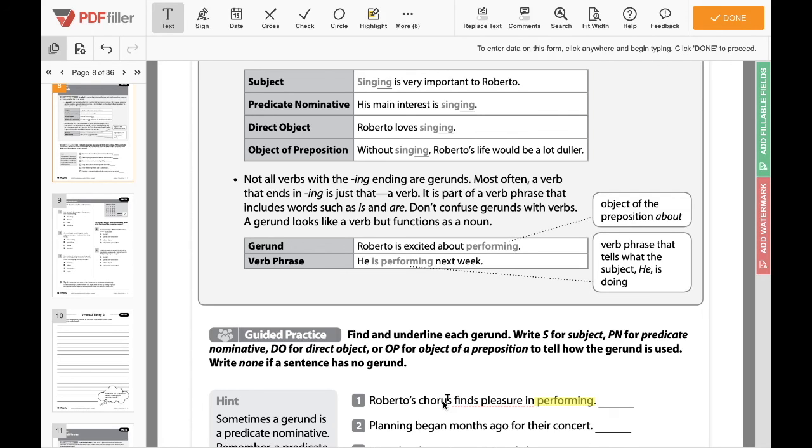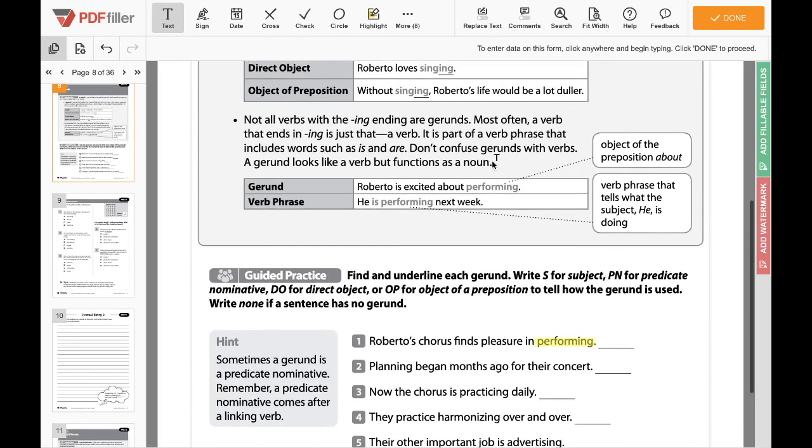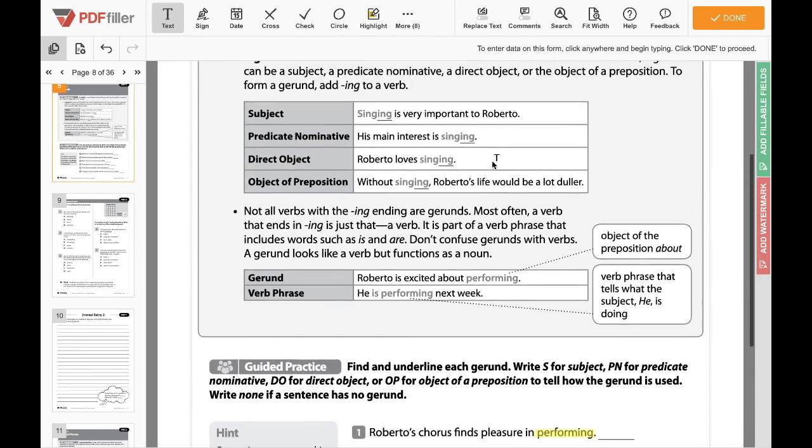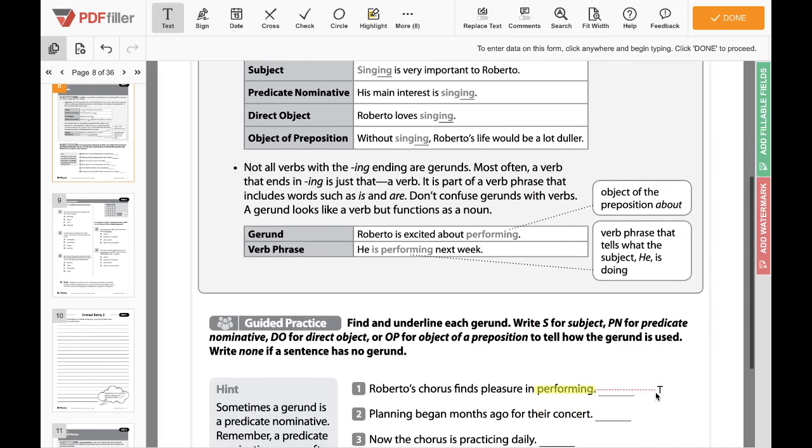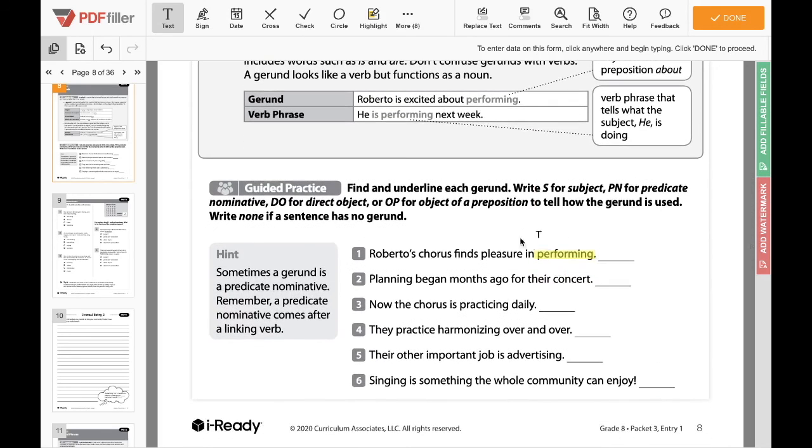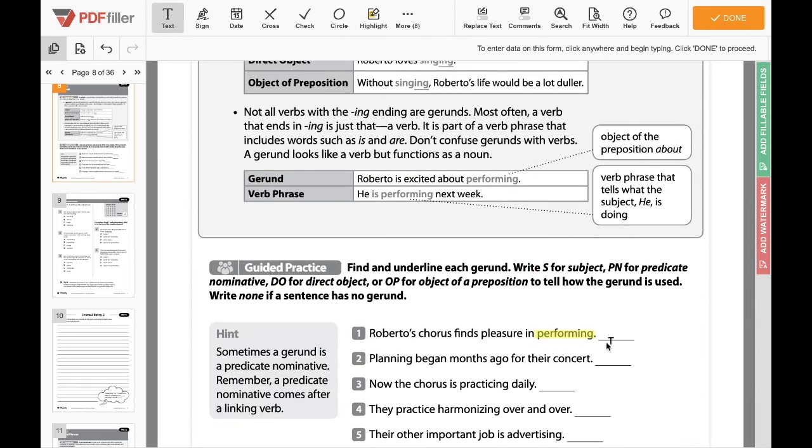Direct object, that's more so going to be a smaller, more simple sentence. So that one is not going to be it. So if we look at object of a preposition, without singing, Roberto's life would be a lot duller. Well, if we look down here, we see we have a prepositional phrase at our end here, and that's the object of that prepositional phrase. So this one is going to be object of a preposition.